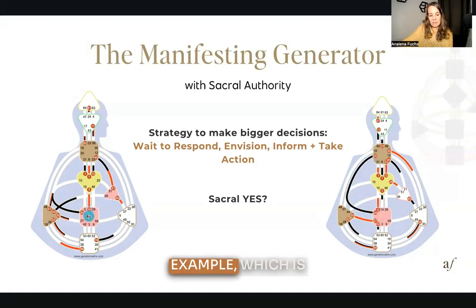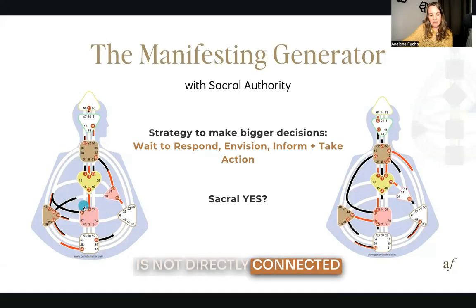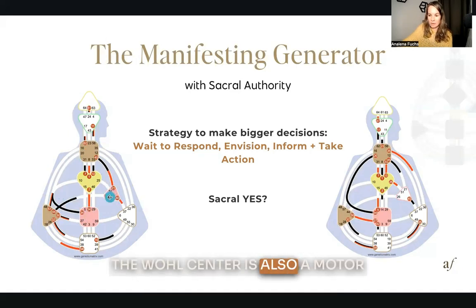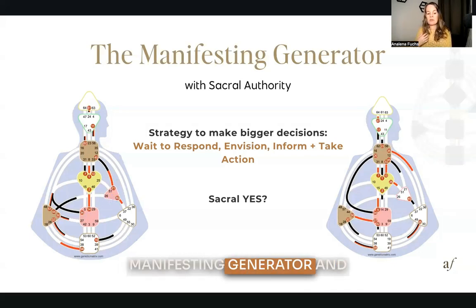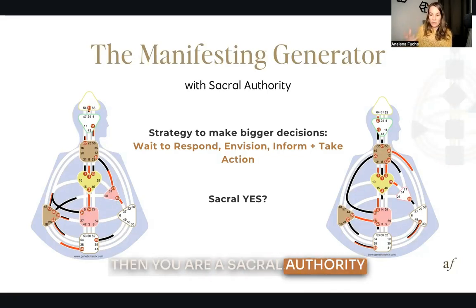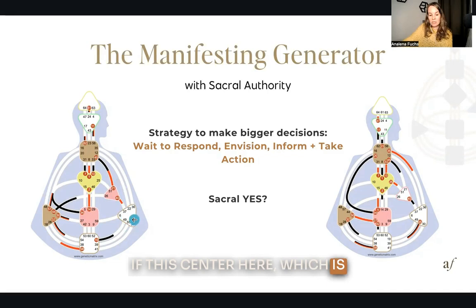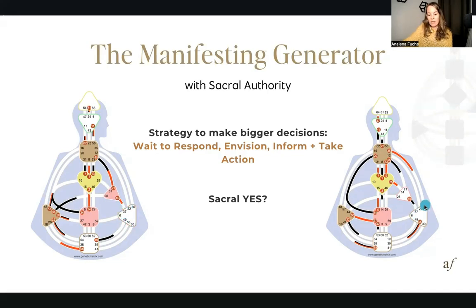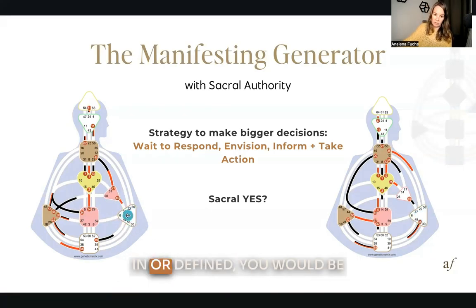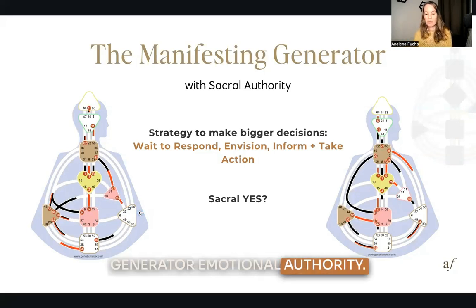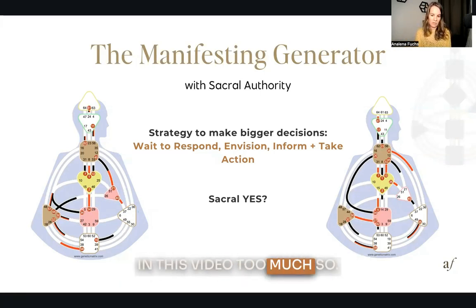And in this particular example, which is actually my chart, as you can see, my sacral is not directly connected to the throat, but I have the will center. The will center is also a motor center, and this is directly connected to the throat, right? So when you have these two things in place, then you are a manifesting generator. And then you are a sacral authority manifesting generator if this center here, which is the emotional solar plexus, is undefined. So it's white in both of these cases, right? Now, if this would be colored in or defined, you would be an emotional manifesting generator, or manifesting generator emotional authority, but I'm not going to cover that in this video too much.